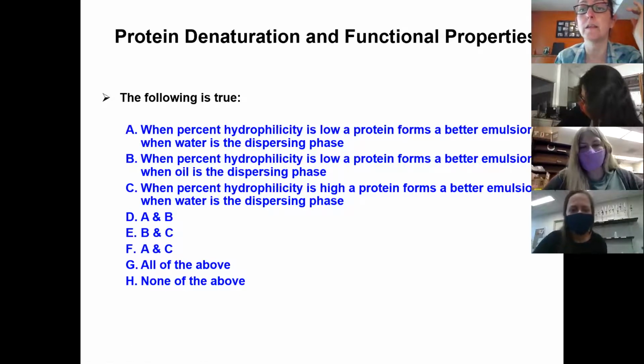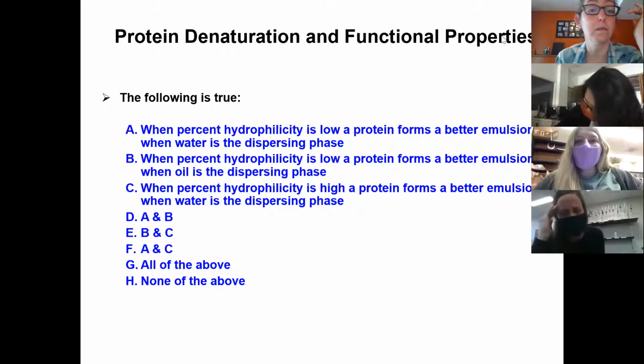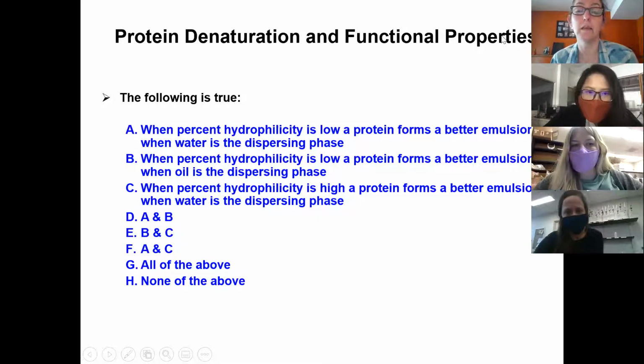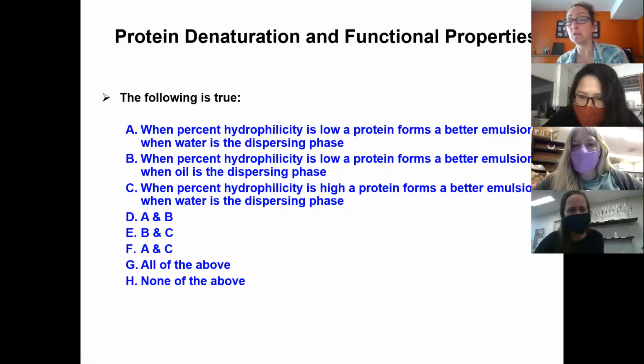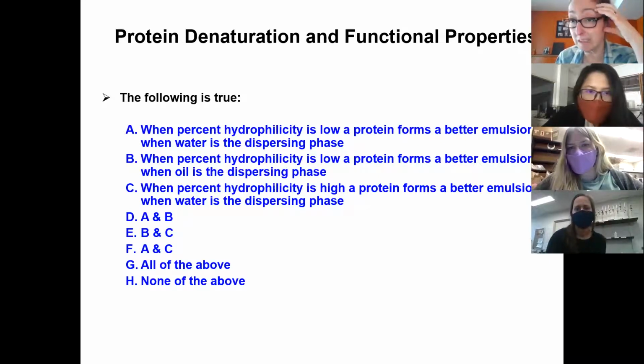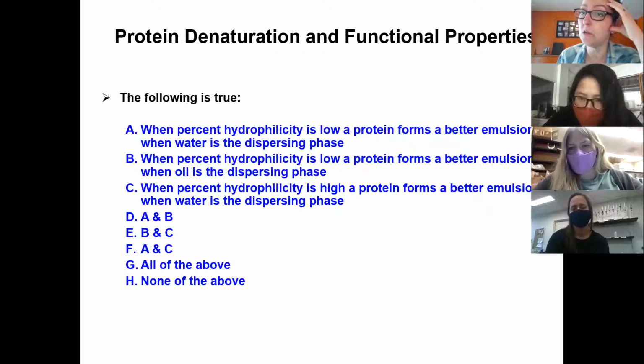All right, let's see. I see lots of answers here. Yeah, I see a lot of E's, which is correct. So when surface hydrophobicity is higher, then it would be good if your dispersing phase is oil. When surface hydrophilicity is higher, then it would be good when the water is your main dispersing phase. So it's basically B and C.